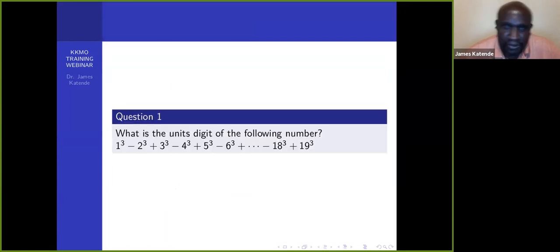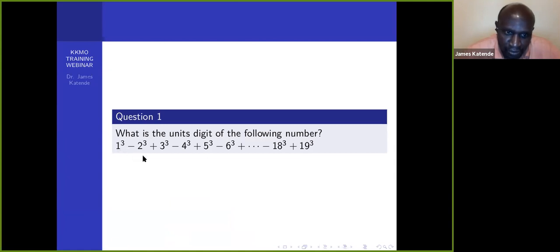So the first question is here, and it says the following. What is the unit digit of the following number? Definitely it's possible to do this quite fast with a calculator, but we want to use techniques that don't require a calculator. So if you don't have a calculator, what would be your strategy for this? Maybe I can give you 1 minute to see if you can figure out something. Then we can move to the solution.